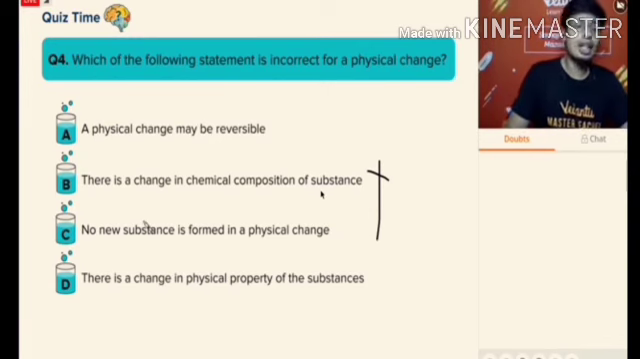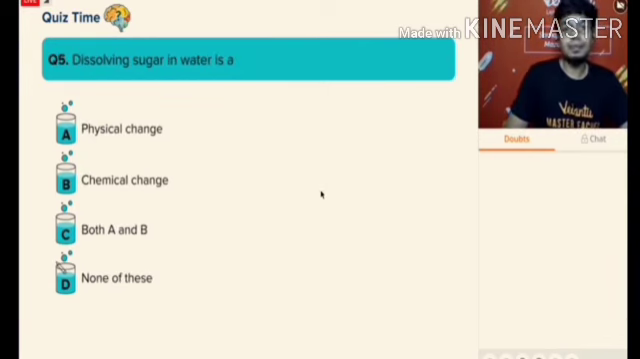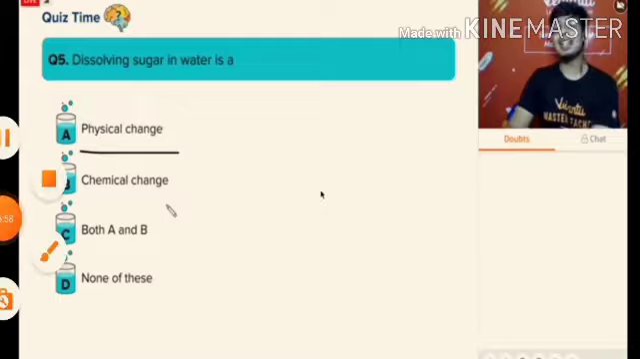Next question, all of you. Dissolving sugar in water is a what? Is it a physical change? Chemical change? Hey guys, it is a physical change, not a chemical change. Let us go on to the next topic, alright?